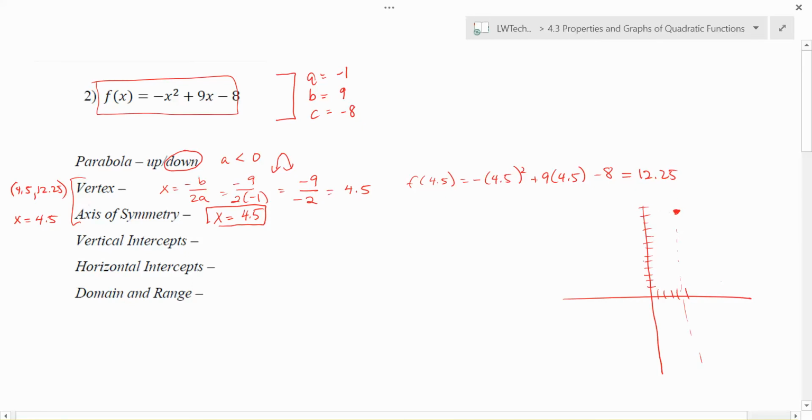I'm expecting the parabola to open down, so it should cross the y-axis, and then it'll cross the x-axis in 2 places on its descent. Let's find out where those are. To find the vertical intercepts, what we want to do is set x equal to 0 and evaluate.